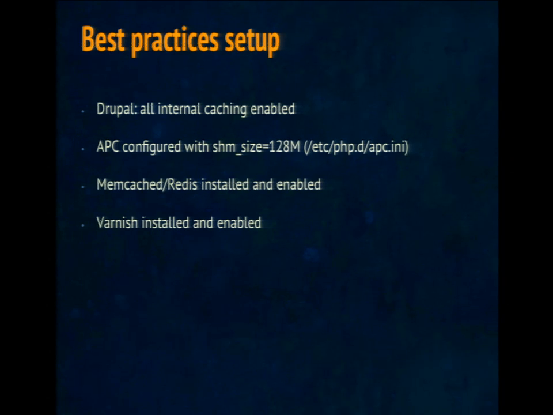So the best practices setup that we're going to work with here is we have all of Drupal's regular internal caching enabled, which I believe is already on the VirtualBox. We have APC configured with 128 megs of shared memory. For those who have never tweaked their APC shared memory size, this is a very important one if you like to use APC. This is because APC does not do a great job when it has to clear its cache. It dumps absolutely everything. And if you are trying to put more into APC than it has space to store, it will actually slow down your site with all of the cache clears.